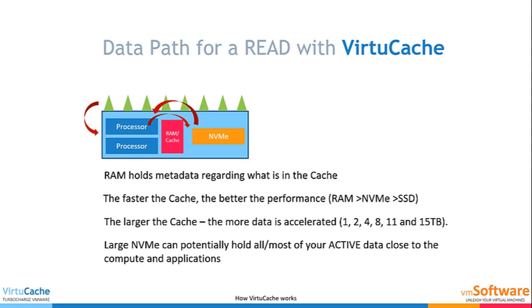If it's not held in cache, it will go through its normal process to the SAN, bring the data back. If that data is required, it's then immediately served up from the cache without having to go back to the disk the second or multiple times. The faster the cache, the better the performance. So if you have available RAM, that will be the fastest way to cache data, followed by NVMe and then SSD, either SATA or SAS.